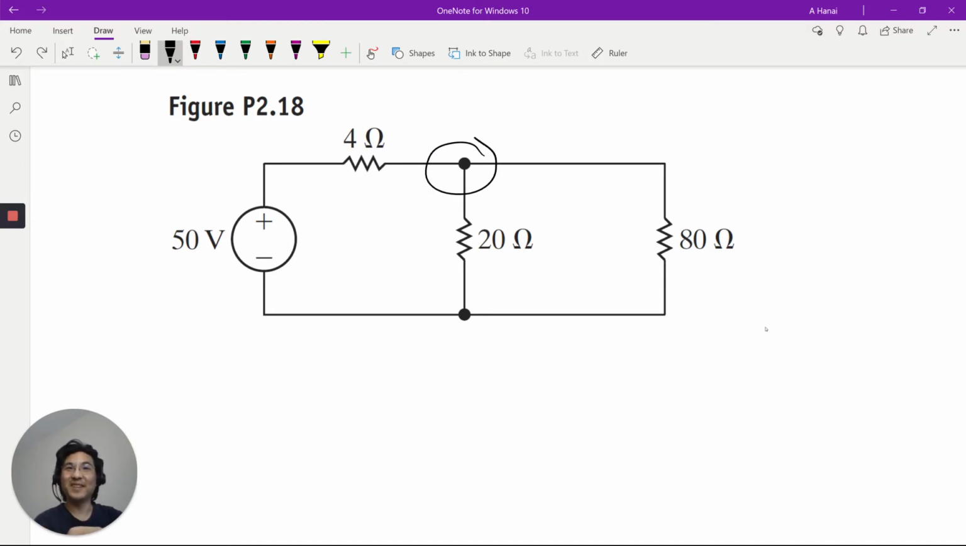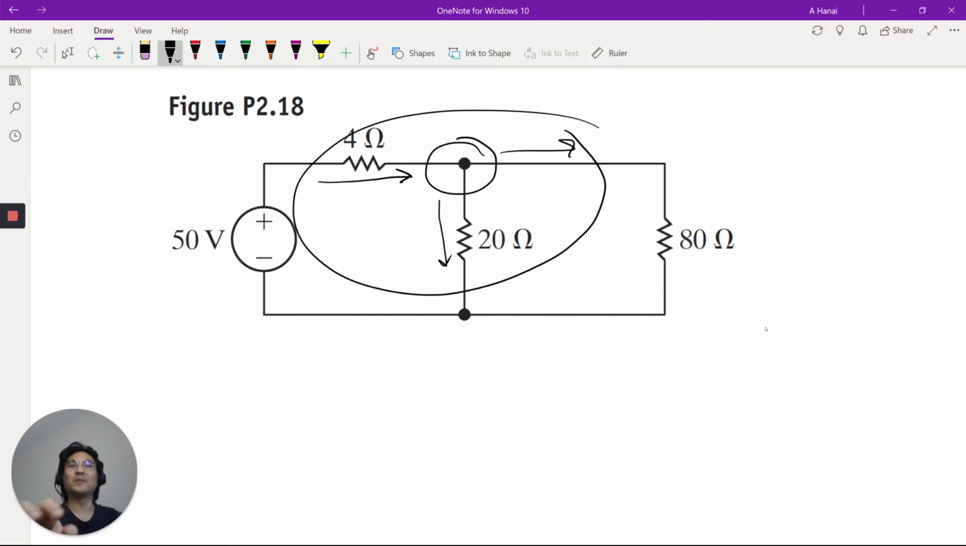But a node like this means, say there's current coming in here, whatever goes in there, say it's 3 amps, then it's got to be 2 amps going that way, 1 amp going this way, right? You add them all up, it's zero.